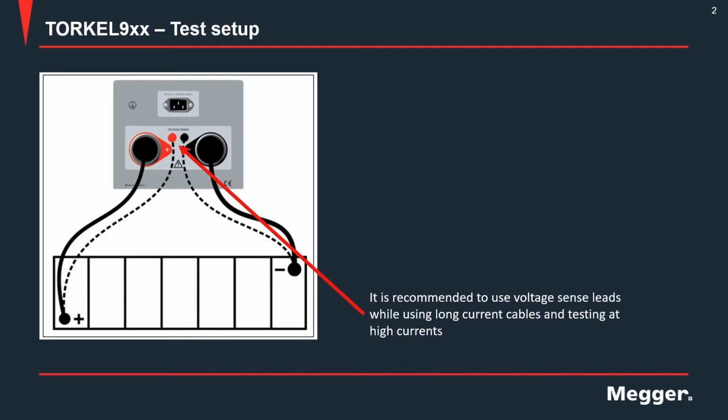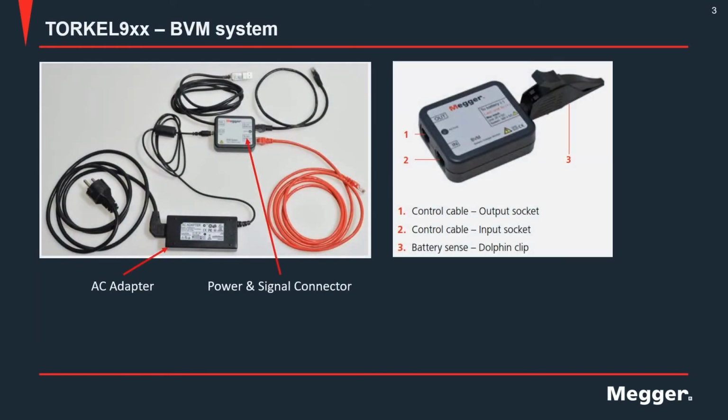Typically, when you're testing at low current, if you're testing with the standard cables, the voltage drop is negligible. But in situations where there is considerable voltage drop, we measure the battery voltage at the terminals by using the voltage sense leads, and that's how we discount the current cables. We discount the voltage drop that occurs along the current cables. So that was about the Torkel connection to the battery bank.